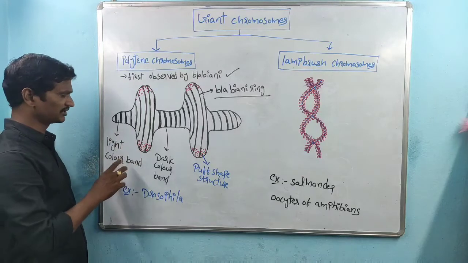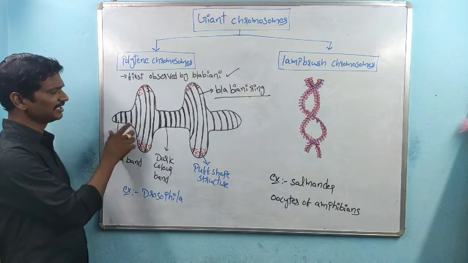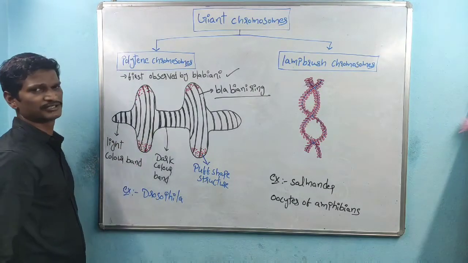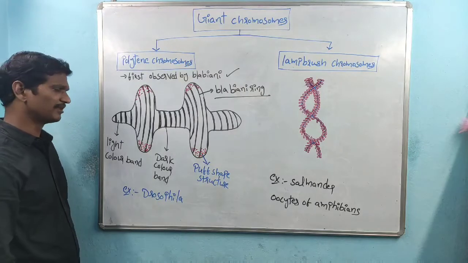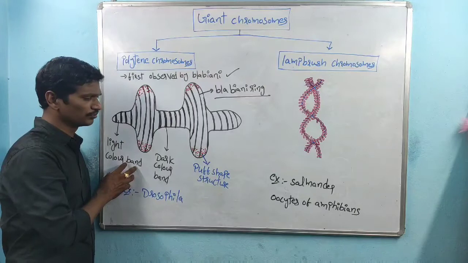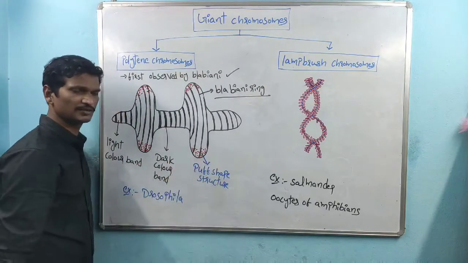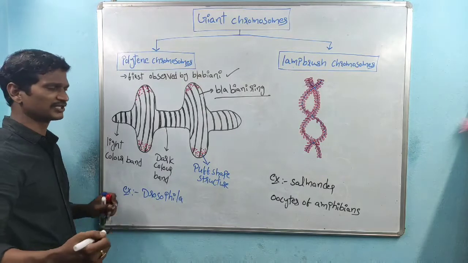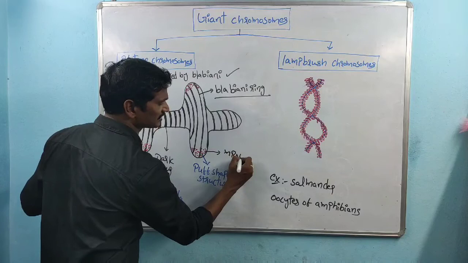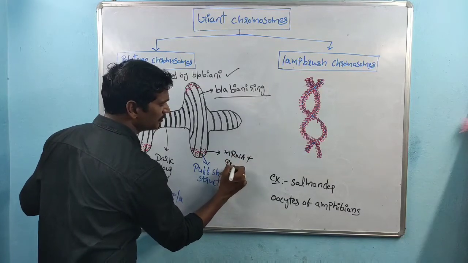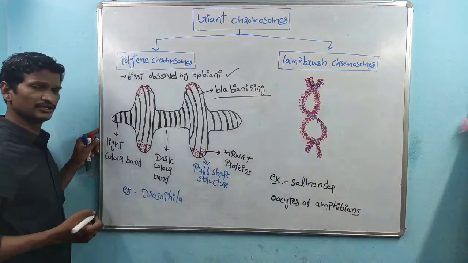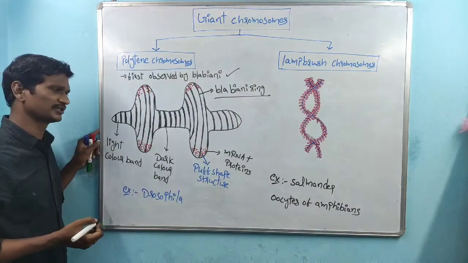Coming to the chromosome structure, there are light color regions and dark color regions, that is, light color bands and dark color bands. At some regions of the giant chromosome or polytene chromosome, there are puff-shaped structures. Within that structure, mRNA is present and proteins are present, right? So that is about the puff-shaped structures.